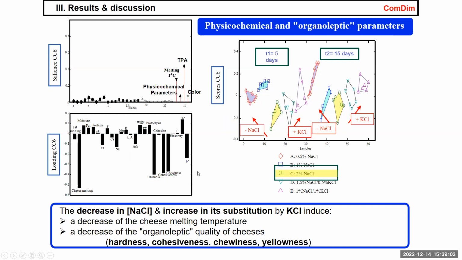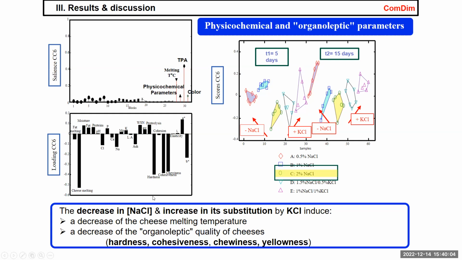So now concerning the last common component, we can see here in the saliences that the results associated to the texture profile analysis, the melting temperature, and also a little bit the color, are all explaining the variation or the distribution of the data that we have in the score map. And if we look at the loadings, we can identify more precisely what is important. So the cheese melting is important, and the hardness, the cohesiveness, and the chewiness are important concerning the texture profile analysis. And concerning the color, the yellowness and the redness are also important, but the yellowness is more important.